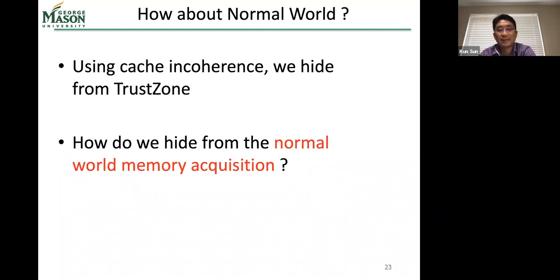So then another question is, you can prevent introspection from the secure world, but how about the normal world? If the normal world has been compromised or recovered, it can read the memory and also read its own cache. Those caches are marked as non-secure cache, right? So the normal world can definitely read out the content saved in those non-secure caches.